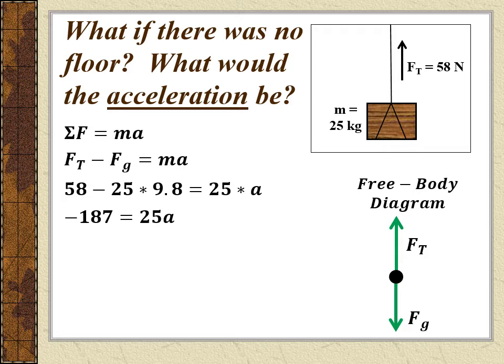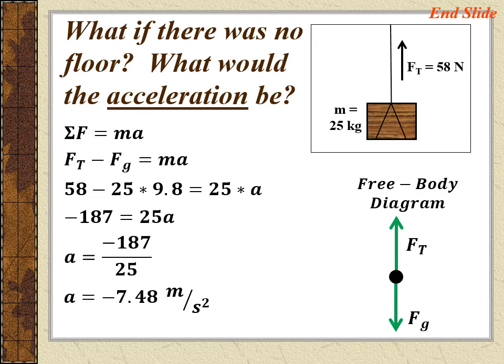We go ahead and solve this side of the equation. It's 58 minus 25 times 9.8. Now what you notice on the previous example, the normal force was 187 newtons, so it makes sense that the net force here is going to be negative 187 newtons since there's no normal force to balance that out. We go ahead and divide by our 25, and negative 187 divided by 25 gives us negative 7.48 meters per second squared. So it's going to be accelerating downward at 7.48 meters per second squared.